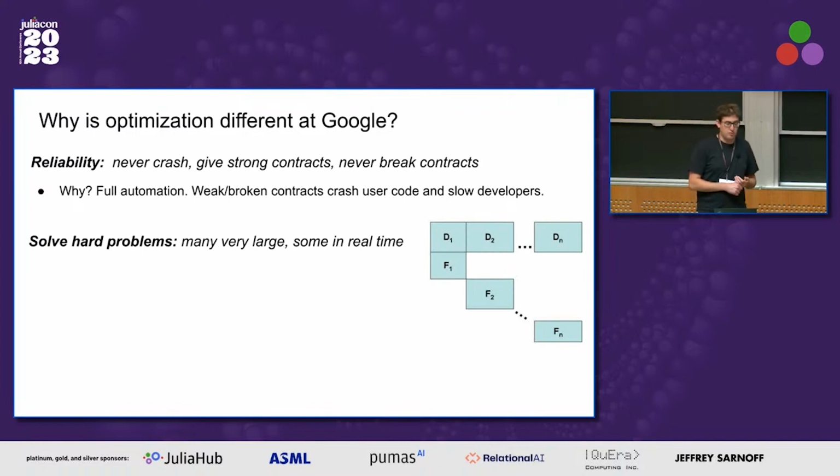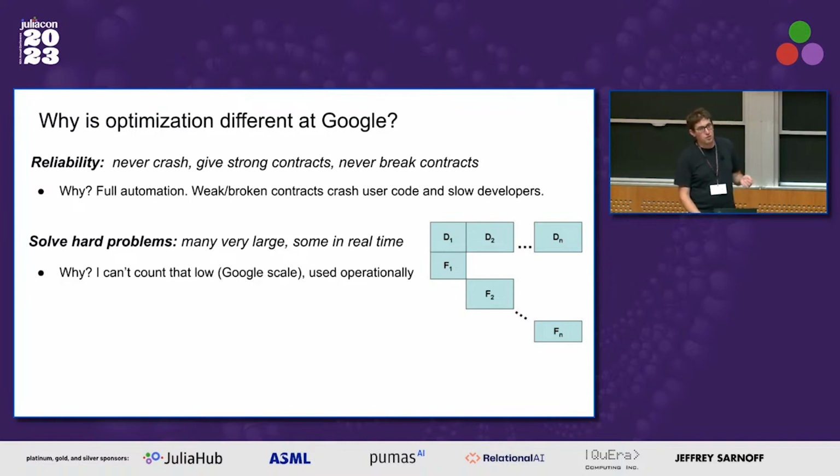So second, solve hard problems. And this is actually less specific to Google. Everyone has hard problems. Everyone has large optimization problems. Maybe something a little Google specific is that we do have some near real-time stuff where we have 10-second, 30-second time limits on problems that are pretty big because we're using it operationally, not strategically. And Google has this joke, I can't count so low. When you tell someone that you can only solve things on like 100,000 variables, they're very surprised. They're like, that's a tiny number. What are you guys doing? I don't understand your field.